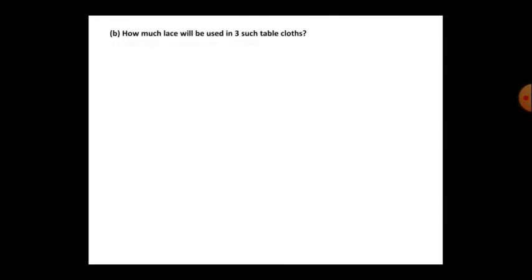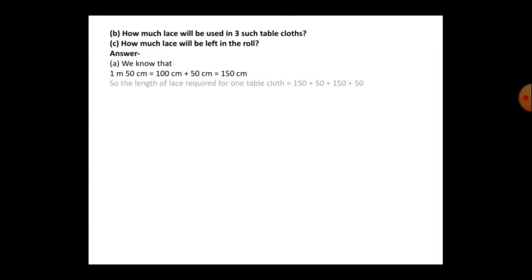Let us find how much lace will be used for 3 such tablecloths. How much will be the leftover in the roll? See now, 1 meter 50 centimeter equals, you know that 100 centimeter plus 50 centimeter, it is 150 centimeter. So the length of the lace for one tablecloth is 150 plus 50 plus 50 plus 50, means you have to add all that. Now 400 centimeter it will be, right? 400 centimeter means 4 meter, because 1 meter is equal to 100 centimeter.